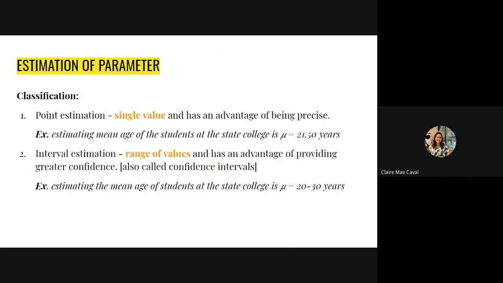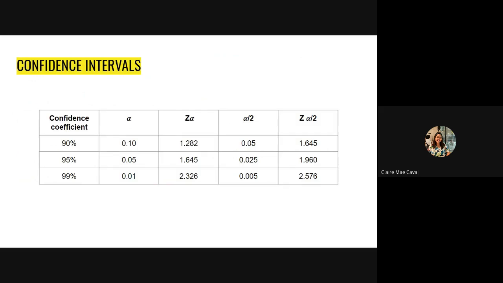So are we done here? Let's proceed. So ito yung tabulation of the confidence intervals. This is your z-test class, based on your z-test. So ito 90%, 95, 99, these are your confidence coefficient.